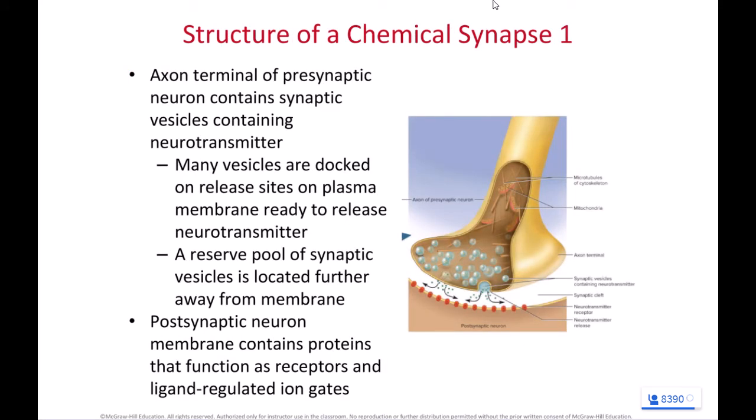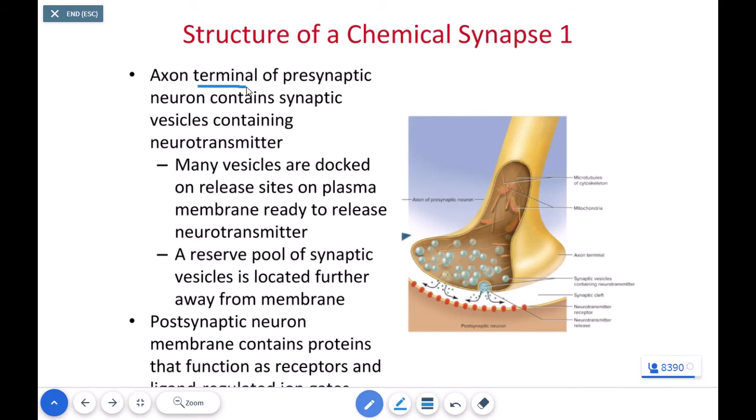Let's go back to a chemical synapse. So when we're looking at a chemical synapse, our signal, the action potential, travels down the axon. We have sodium voltage-gated channels open, potassium voltage-gated channels open, and it just keeps moving down the axon until we get to the axon terminal of the first neuron, of the presynaptic neuron.